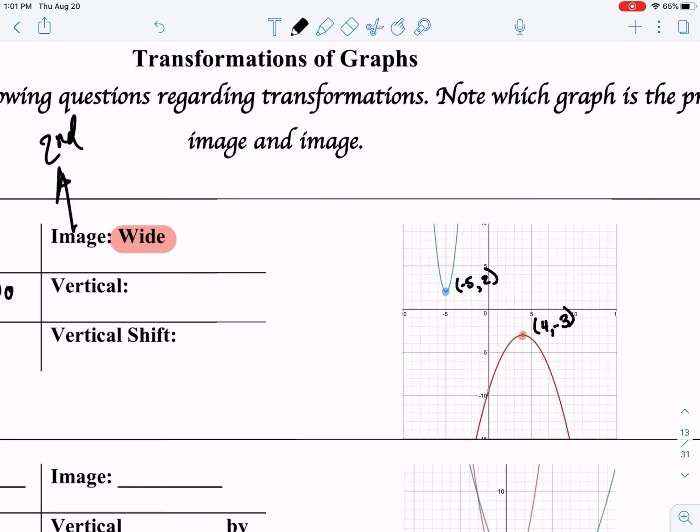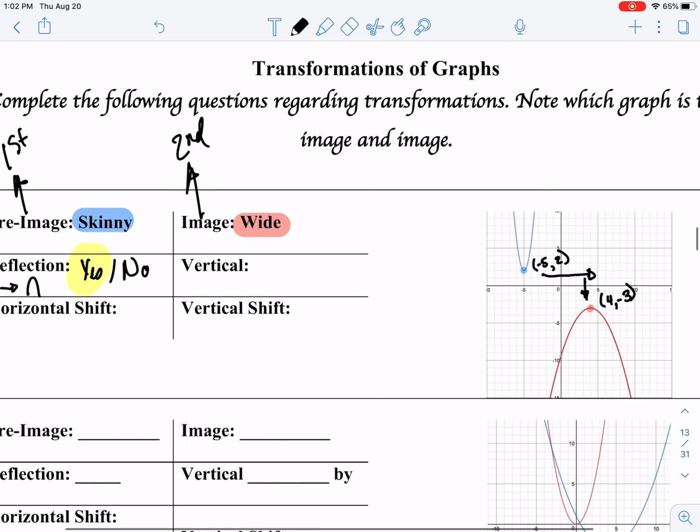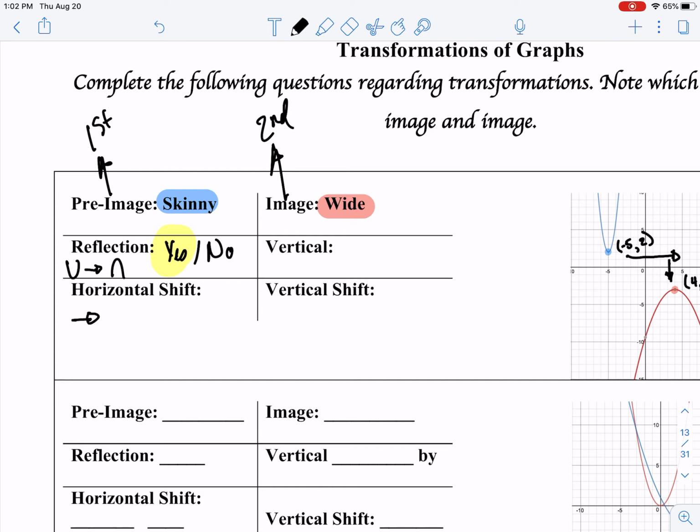-3. And to find horizontal and vertical shifts, all you do is go from the vertex of your pre-image to the vertex of your image, and you will always get it right. Okay? So another way you can think of it is, do I move left, right, up, or down? Because I start with the blue dot, or the blue graph in this particular question, and I need to get to the red dot, I'm going to go to the right, and then I'm going to go down.